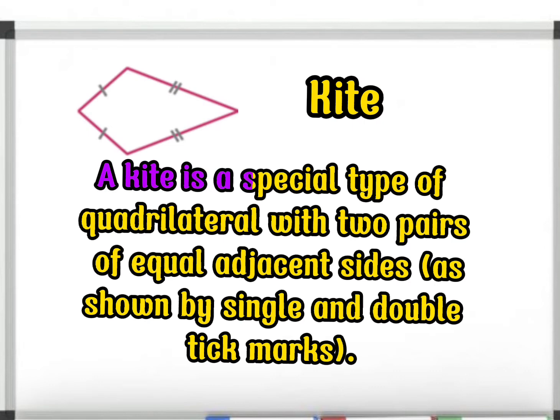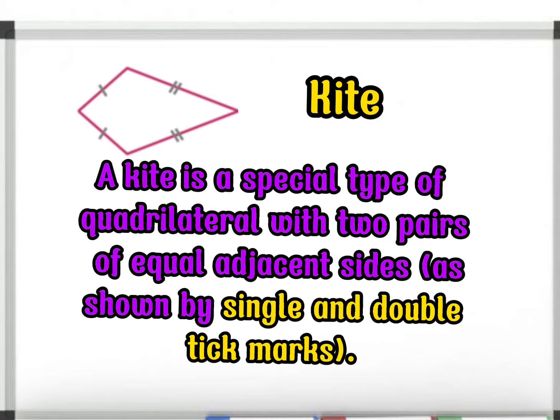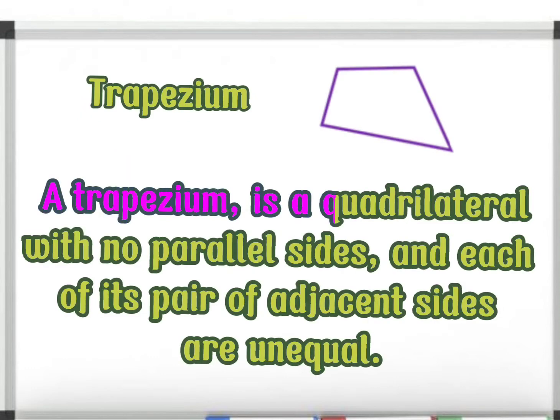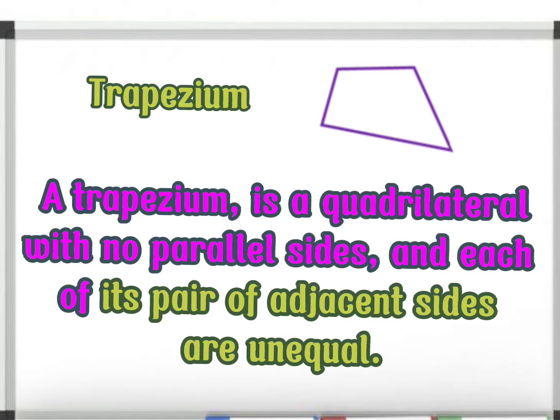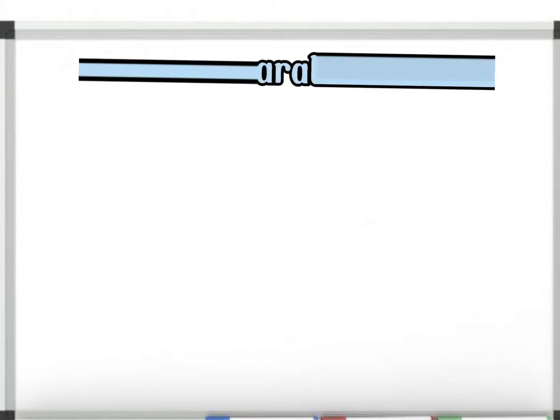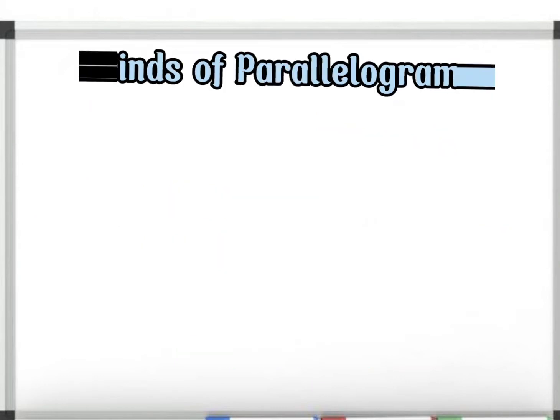A kite is a special type of quadrilateral with two pairs of equal adjacent sides, as shown by single and double tick marks. A trapezium is a quadrilateral with no parallel sides, and each of its pairs of adjacent sides are unequal. Furthermore, we now study the different kinds of parallelogram and their basic properties.